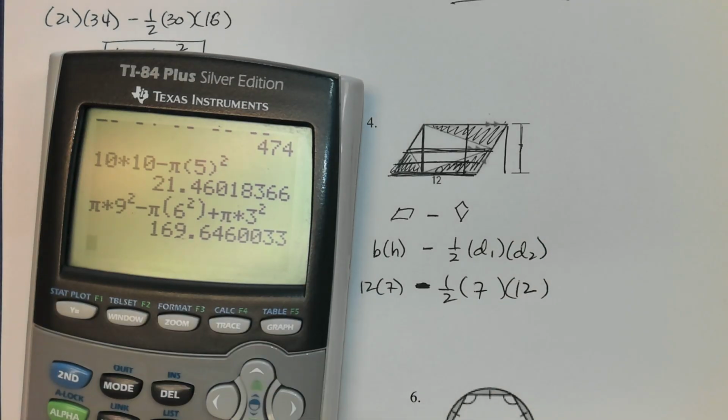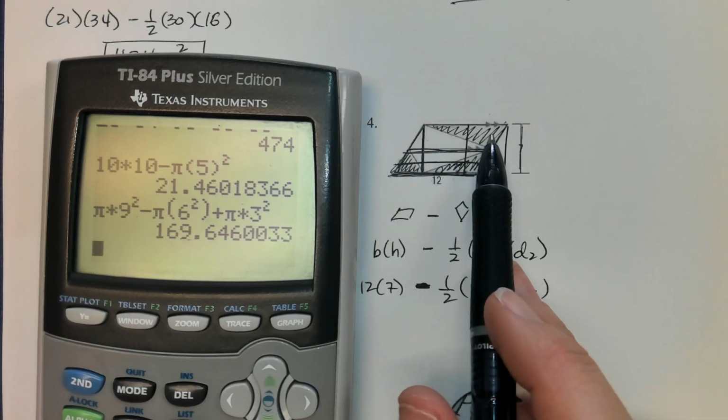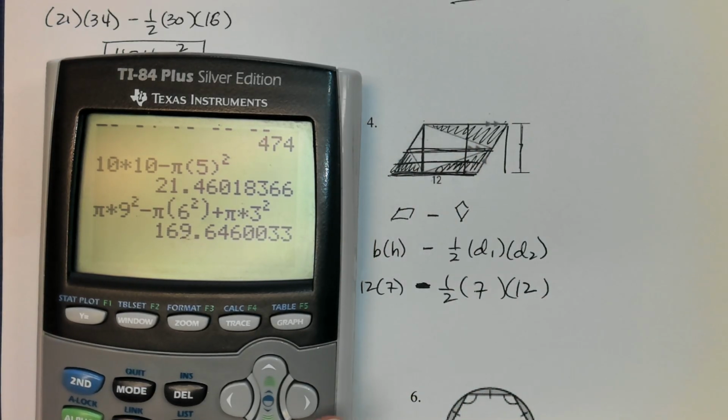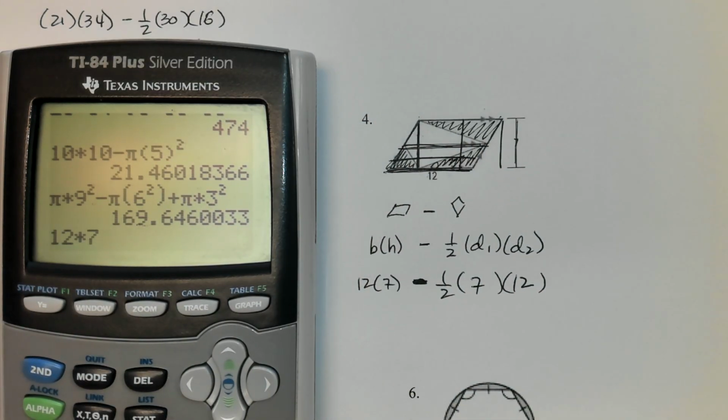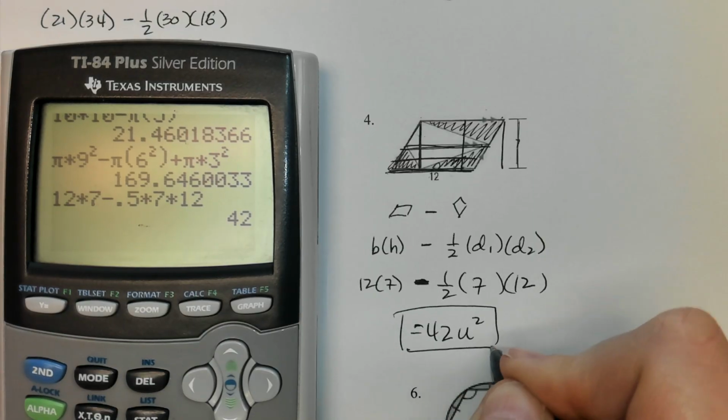So not much to figure out on that one, just recognizing that whatever measure you have down here is the same measure horizontally all the way up to the top. So we've got 12 times 7 minus then 0.5 times 7 times 12. Let's get about 42, no labels, so units squared.